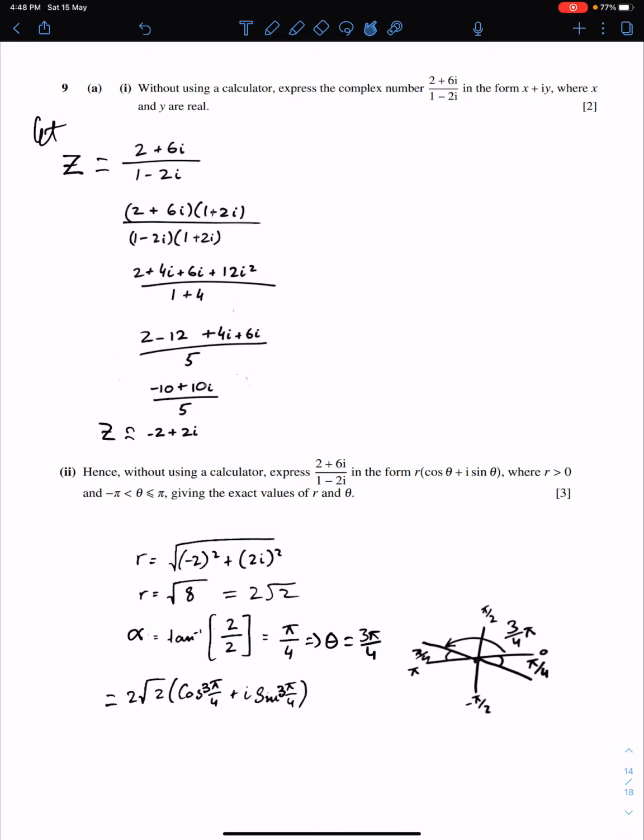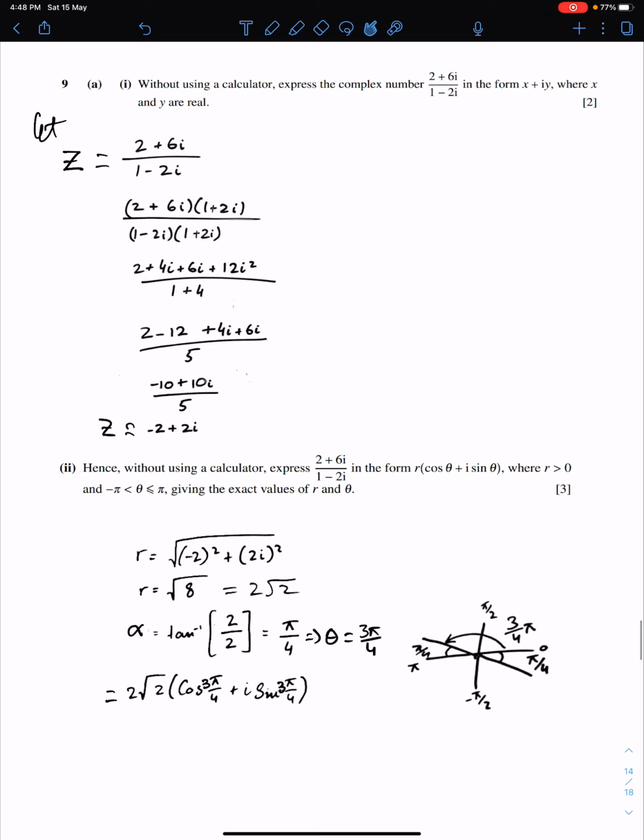Hence, without using a calculator, express this in this form. This is so simple. This r means modulus and this theta means argument. So you need to first work for modulus. Modulus is 2 root 2, and since this complex number is in the second quadrant, its argument must be 3 pi by 4, because this line is y equals minus x. This is pi by 4, so this must be 3 pi by 4.